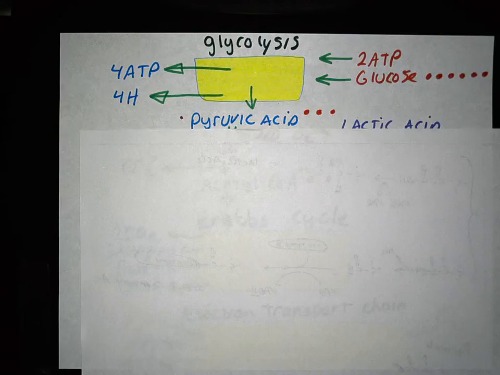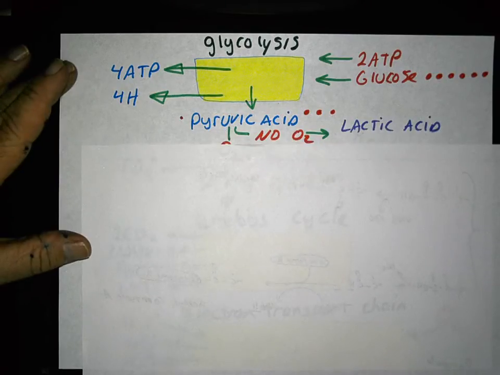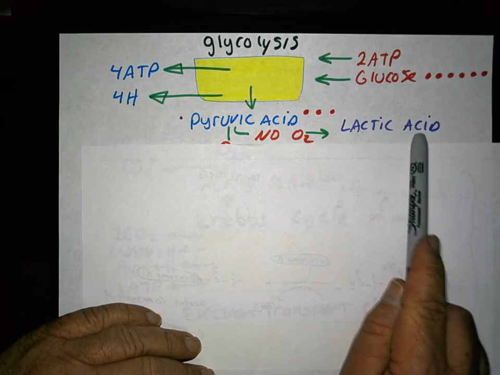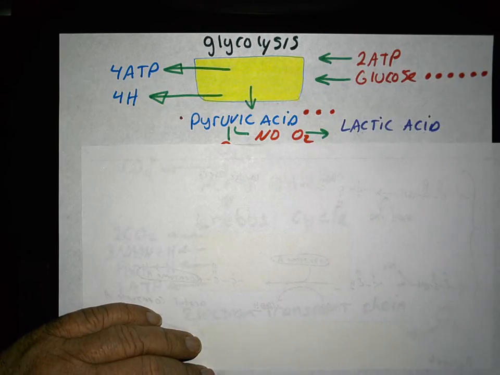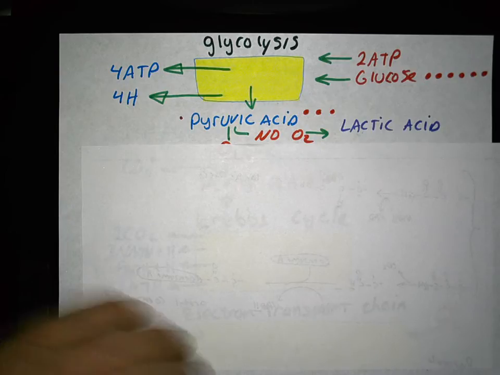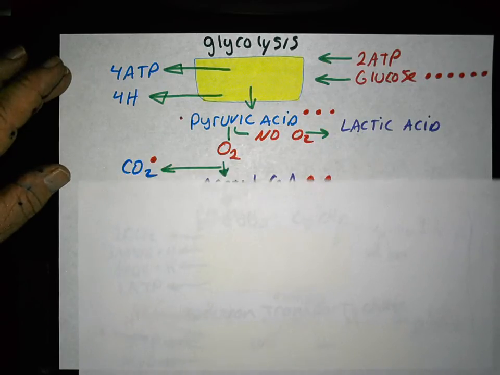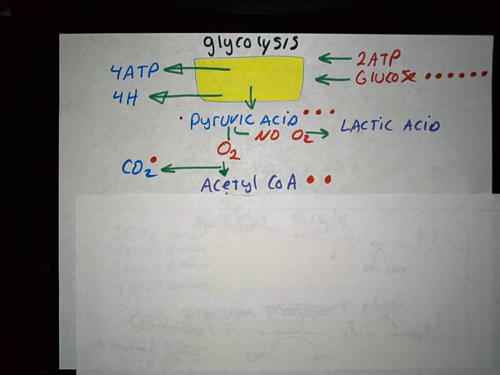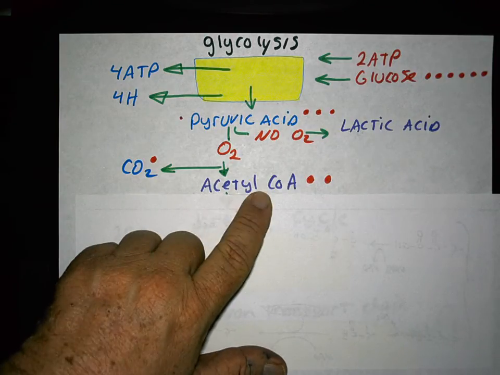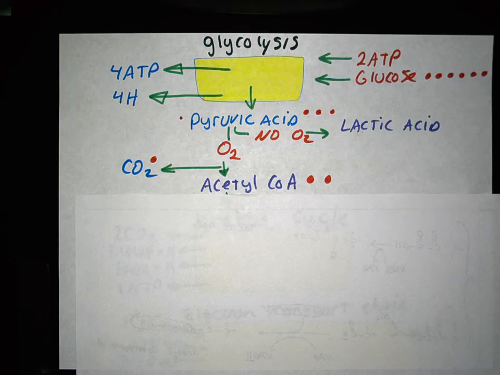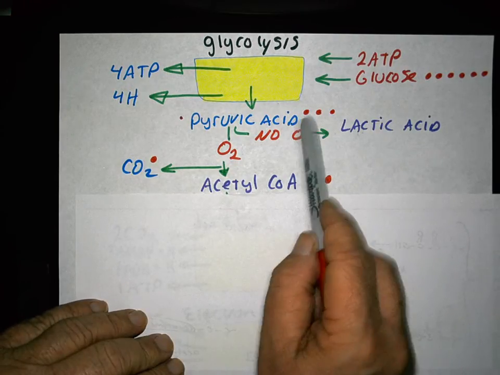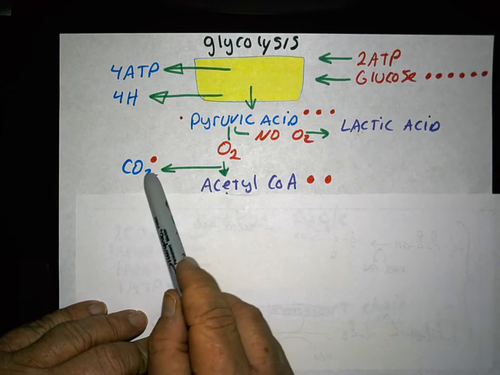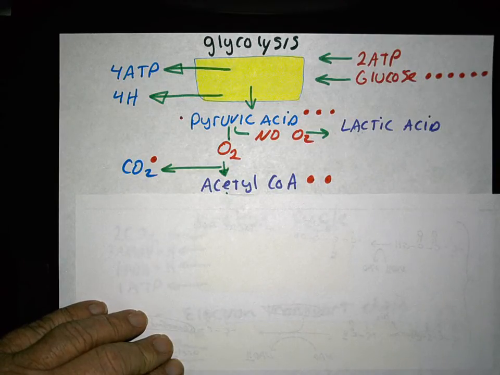Now pyruvic acid can go through some changes. First of all, if there's no oxygen available, then it goes to the lactic acid pathway, the fermentation pathway, and forms lactic acid. If oxygen is available, it goes through an alternative, or transitional, pathway and forms acetyl coenzyme A. Pyruvic acid has 3 carbons, acetyl has 2 carbons. We lost one of the carbons as CO2 gas during this step.